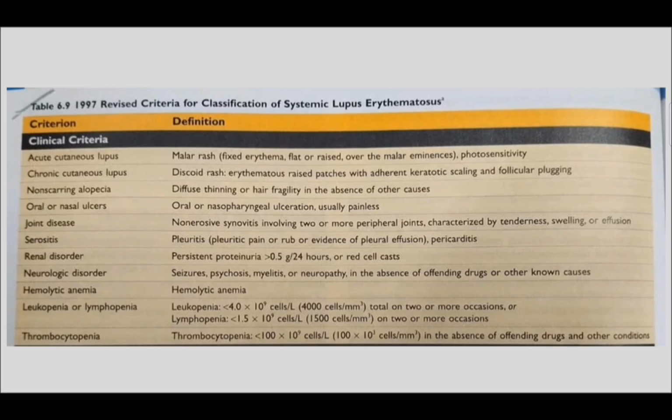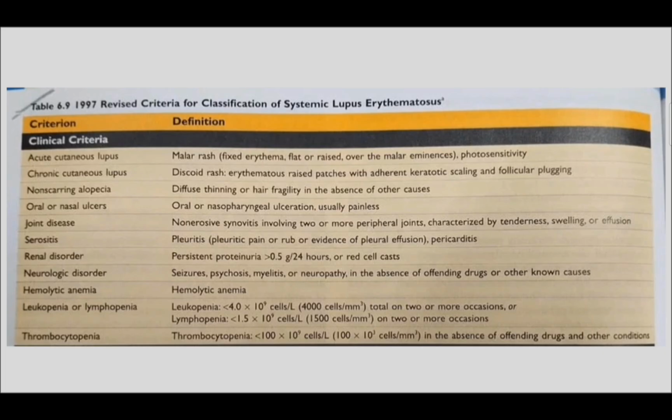The second one is chronic cutaneous lupus, that is discoid rash: erythematous, raised patches with adherent keratotic scaling and follicular plugging. The third one is non-scarring alopecia. Alopecia is nothing but hair loss, like diffuse thinning or hair fragility in the absence of other causes. The next one is oral or nasal ulcers. Oral or nasopharyngeal ulceration is usually painless, observed by physicians.